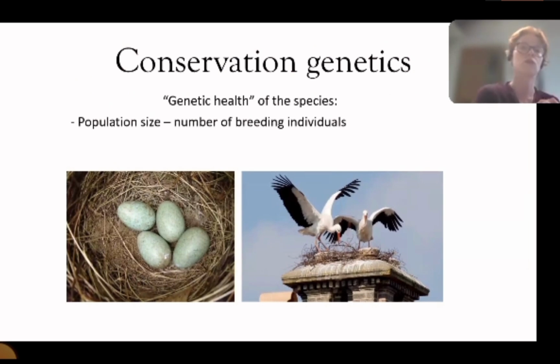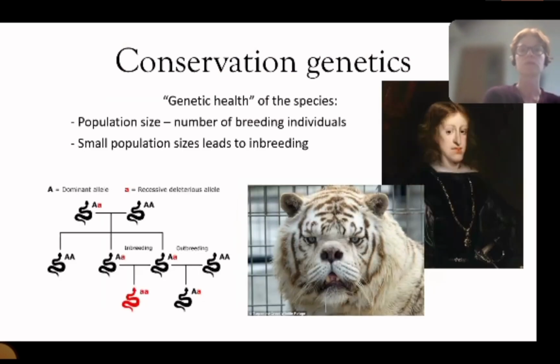So I'm going to talk to you about conservation genetics. What is conservation genetics? It's basically a discipline that is involved in trying to characterize the genetic health of the species. Using genetics, we can determine certain parameters that might be difficult to determine otherwise, or just a different measure of the same thing. One of those things is a population size measurement, so how many breeding individuals there are in a population.